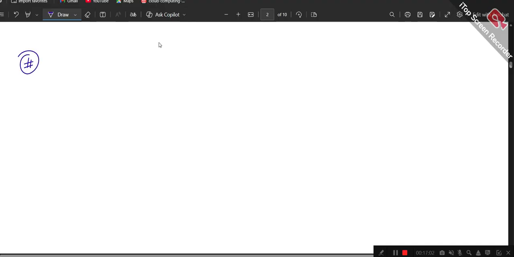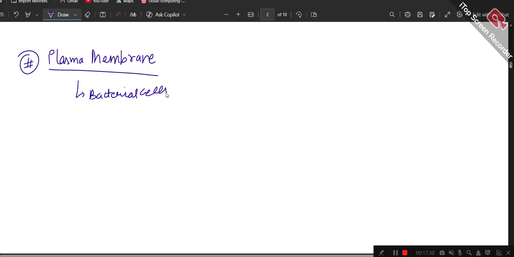Let us talk about the membrane, that is, the plasma membrane in the case of prokaryotes. When I talk about bacterial cells, these bacterial cells have a specialized layer that we call the glycocalyx. This is an important one.